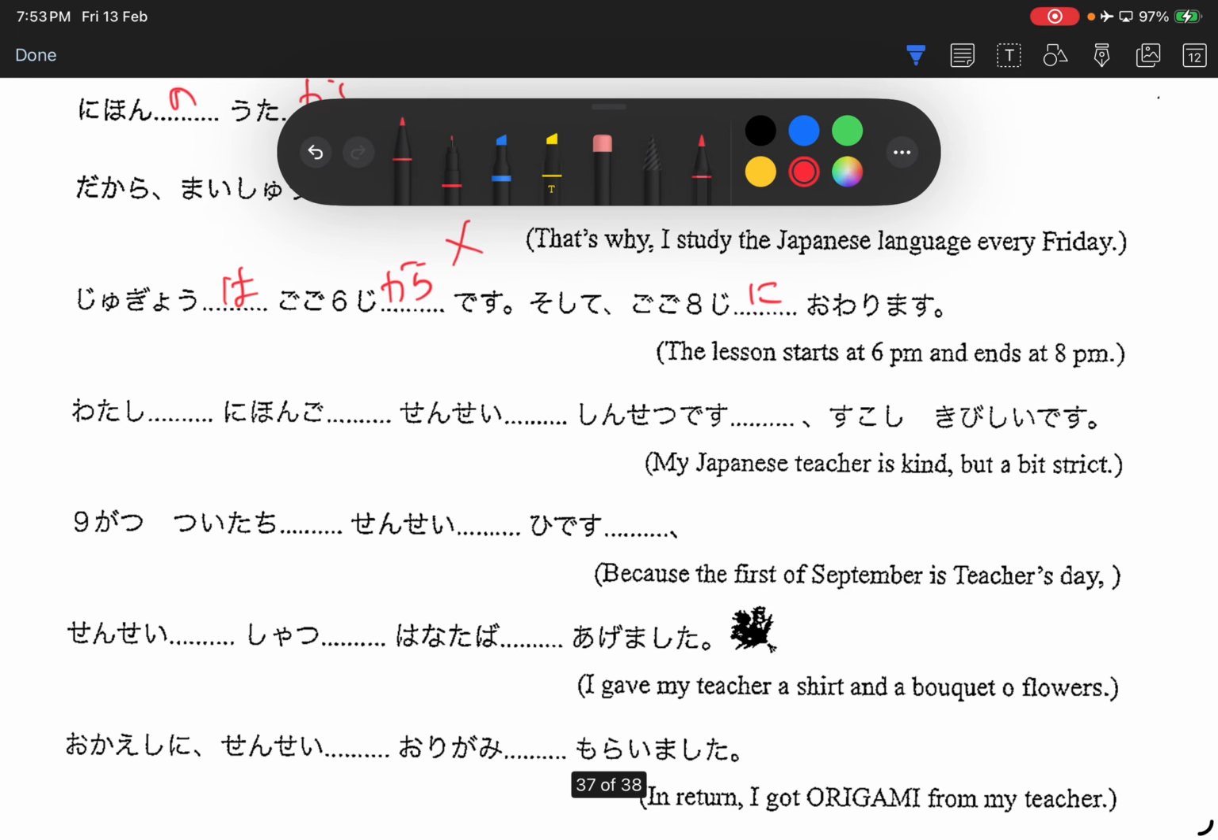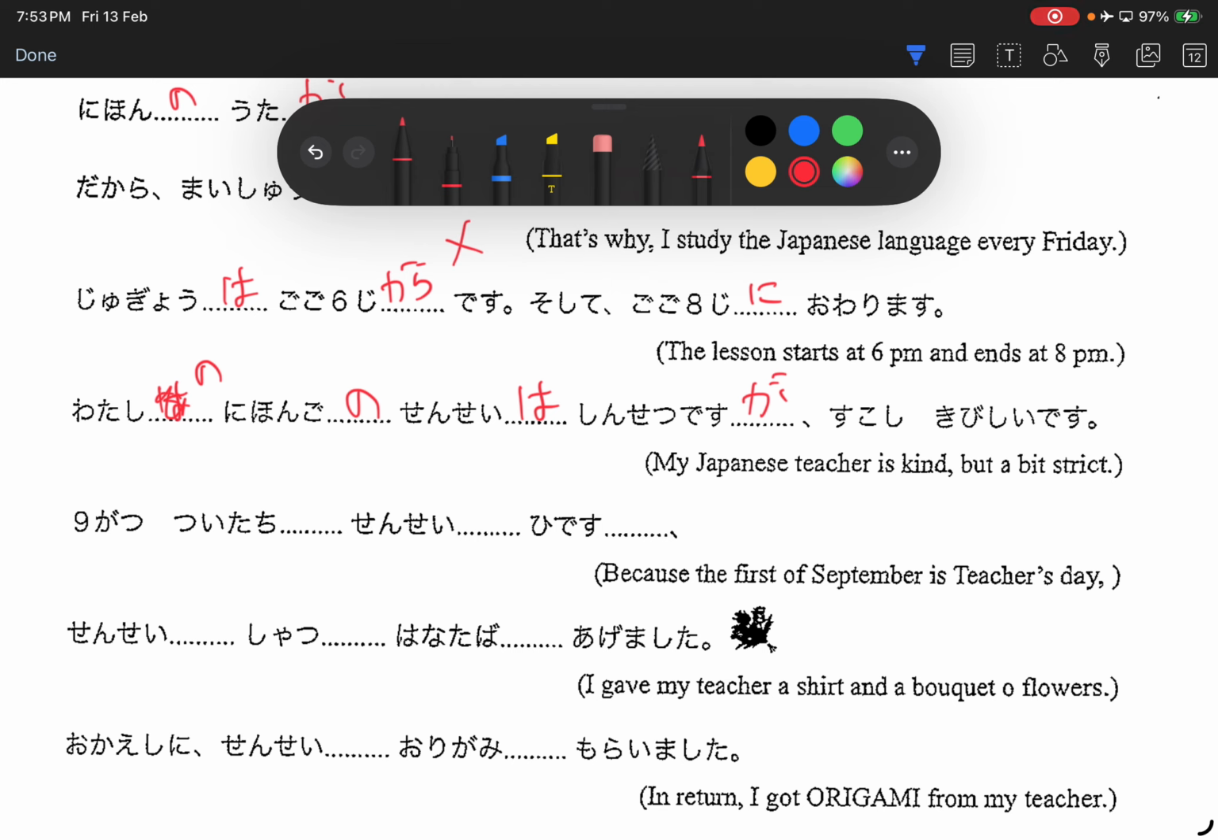Okay, next one. 私 who is it? Is it Jinkun? 私は日本語の先生は親切です。親切ですが、少し厳しいです。Very good. What is 厳しい? Restrict, is it? Strict, yes. So his answer is 私の日本語の先生は親切ですが少し厳しいです。So it's の, は, が. Okay, next one.